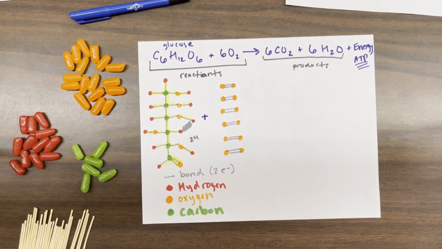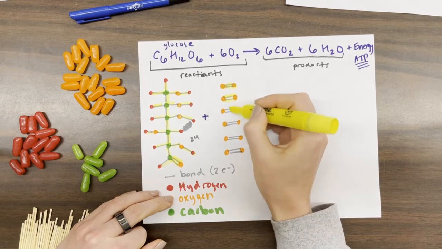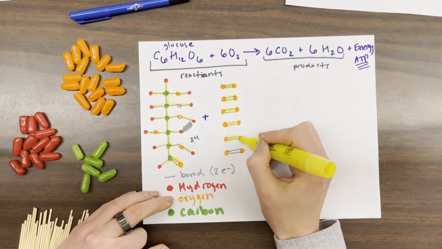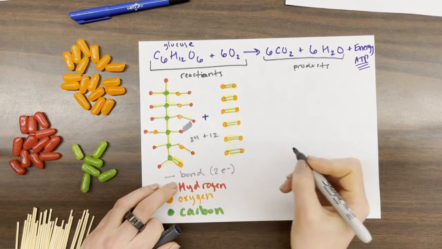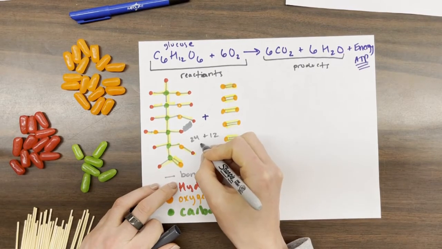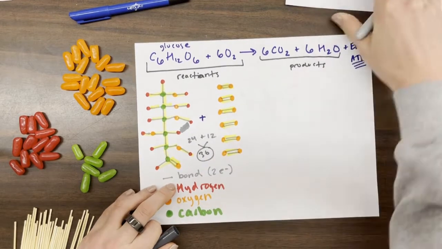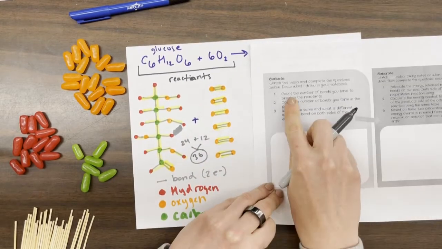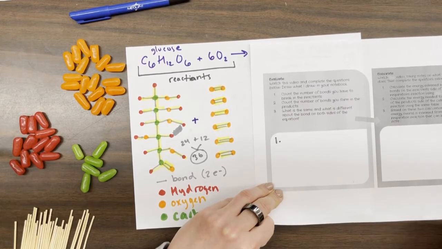And then here we've got 2, 4, 6, 8, 10, 12. So then plus 12 here. So for our total over here, this plus this, that's 36. So we've got 36 bonds. So right here, for number 1, count the number of total bonds you have to break in the reactants. I'm going to go ahead and put 36, like that.